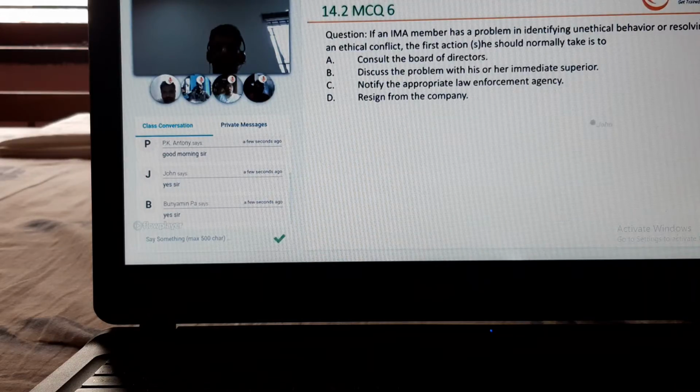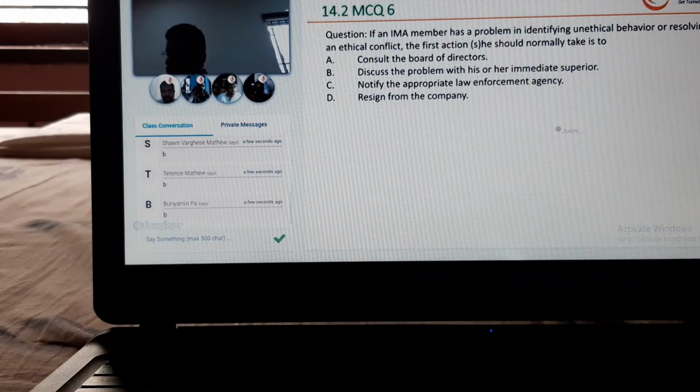First question. If an IMA member has a problem in identifying unethical behavior or resolving an ethical conflict, what's the first action he should normally take? Go through the choices and give your answer in the class conversation. B. Discuss problem with his or her superior.